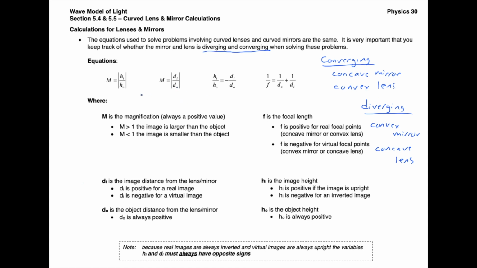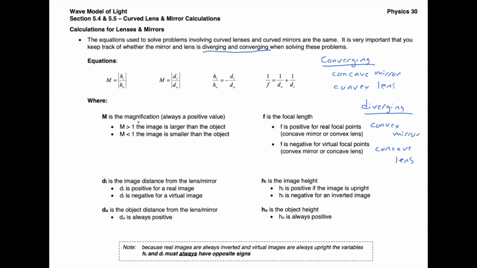Now again, for the most part, it's just subbing numbers into these equations. The biggest thing that you're going to have trouble with is typically just the signs of all of those. So we have sign conventions for positive and negatives for the hi's, the di's, and the focal points. And it's going to change for different types of lenses and mirrors. As long as you can keep track of the signs, then the equation should work out fine. But sign errors are the most common errors for this section.